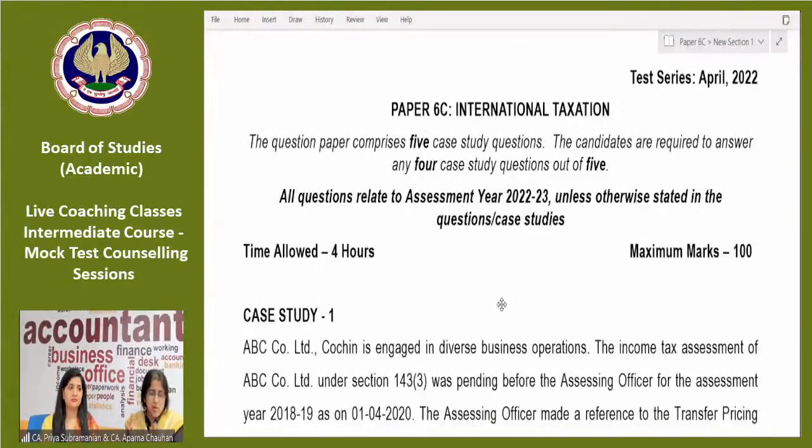So let me tell you some of the issues which you have to consider. There are 9 topics. Transfer pricing is the first topic, a very important topic, and the most appropriate method for determination of arm's length price.